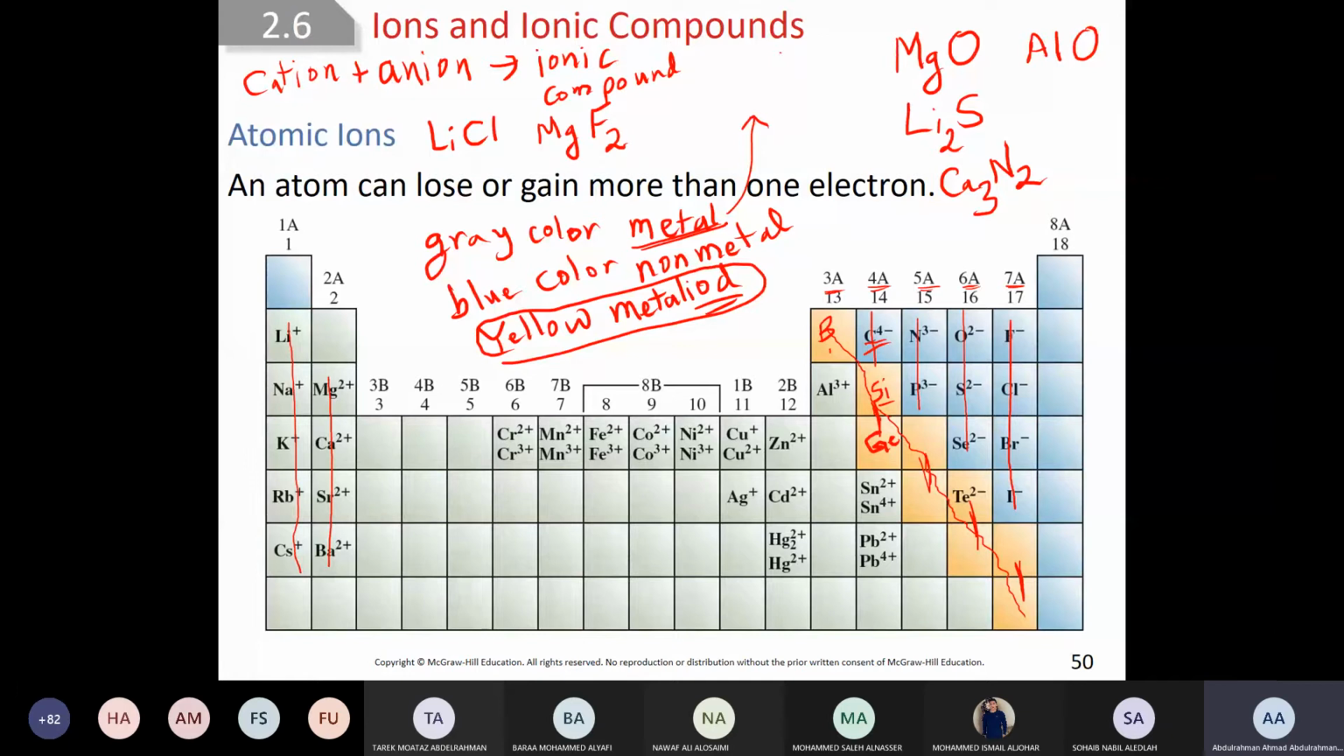Where is aluminum? Here's aluminum. 2 to 3. I should write 2 to 3 exactly. Is this clear? How easy is this? Very easy.